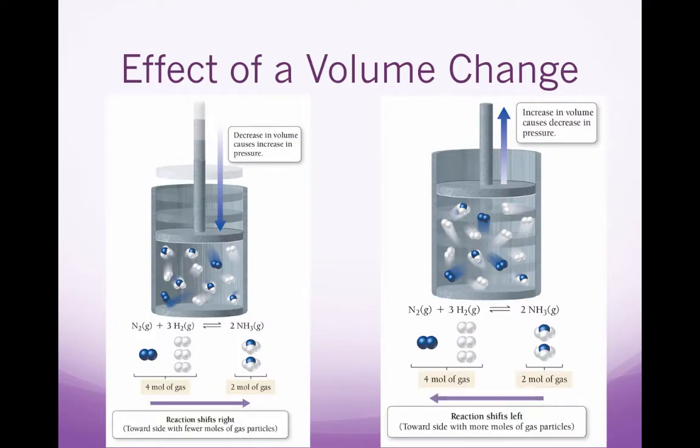So we look at these systems here. I have this reaction, N2 plus 3H2 yields 2 NH3. In my reactants, I have 4 moles of gas. In my products, I have 2 moles of gas. So if I decrease the volume, I've increased the pressure, so the reaction is going to shift towards the right, towards the side with fewer moles of gas particles. If I have the same reaction, but I increase the volume, which decreases the pressure of the system, my reaction is going to shift towards the left, which is towards the side with more moles of gas particles.